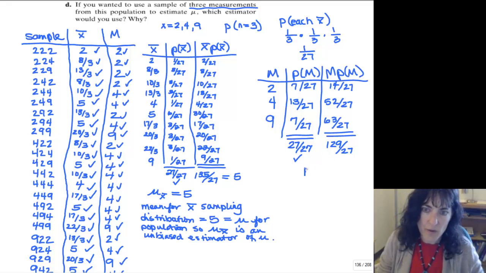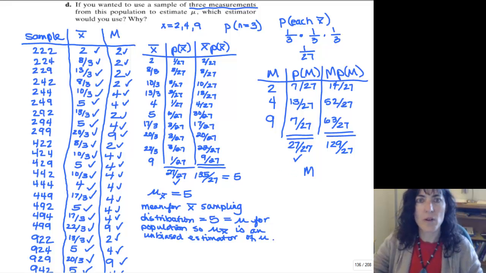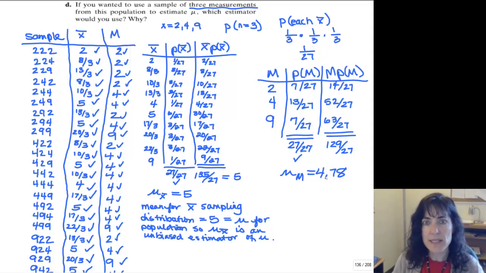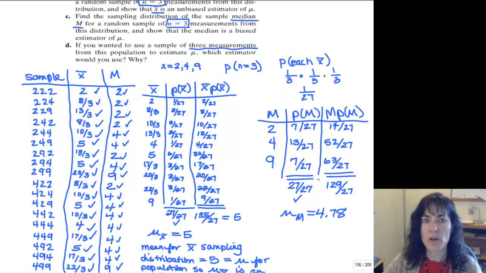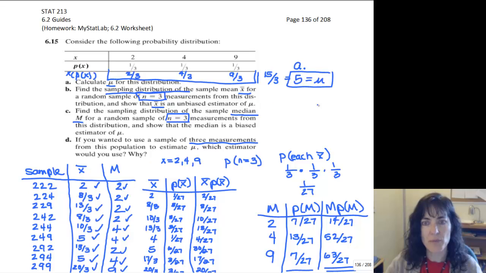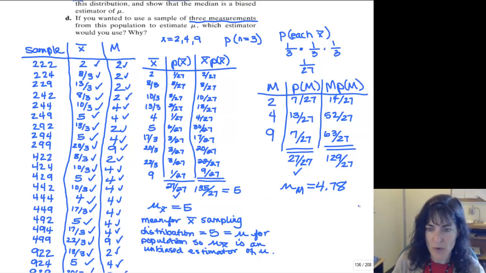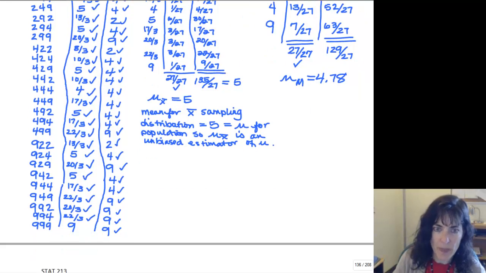And I get... I'll show it properly. The mean of the medians equals 4.78. Okay, so since this mean of our medians is not equal to our sample mean, where we got the 5 there, this median is a biased predictor. So I'll write that. I think I have space below.